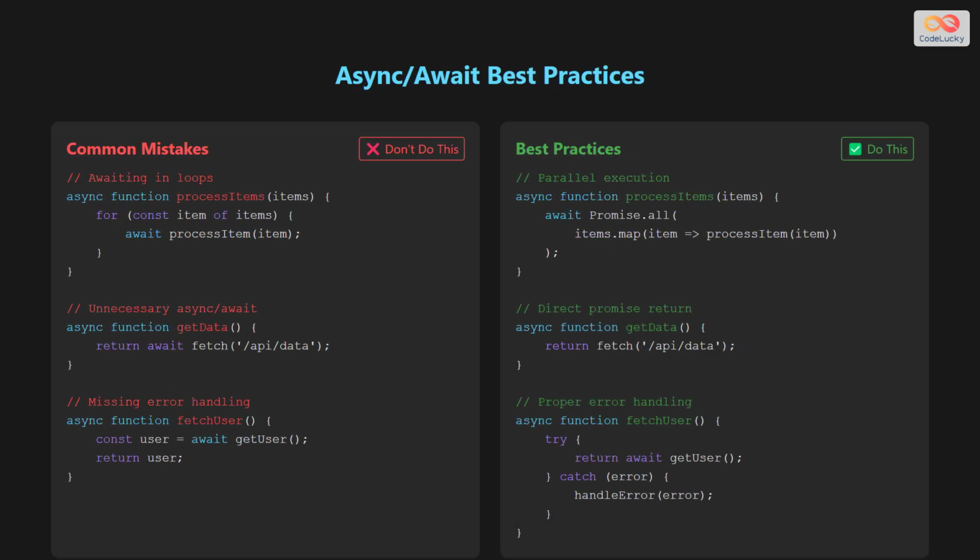This slide covers best practices for using async and await. On the left, some common mistakes are mentioned. For example, awaiting inside loops and using async await unnecessarily, and also missing error handling in async functions. On the right, best practices are mentioned. For example, parallel execution using Promise.all, direct promise return, and proper error handling using try-catch blocks.